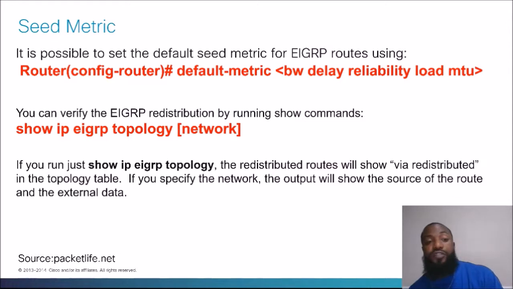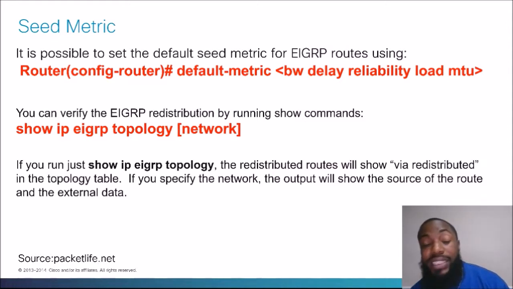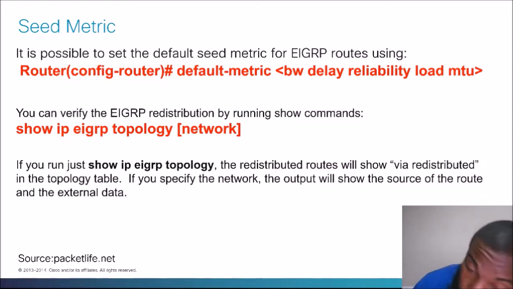You can also verify the EIGRP redistribution by running show commands. So, show ip eigrp topology. You can also obviously do show ip route, and if the route shows up, then you know it worked. If you run show ip eigrp topology, redistributed routes will show as via redistributed. That's how you'll know. If you do show ip route, it'll just show you the route it learned it from, but it isn't going to show you the original language, so to speak. If that makes any sense, I'll show y'all when we spin up GNS3.